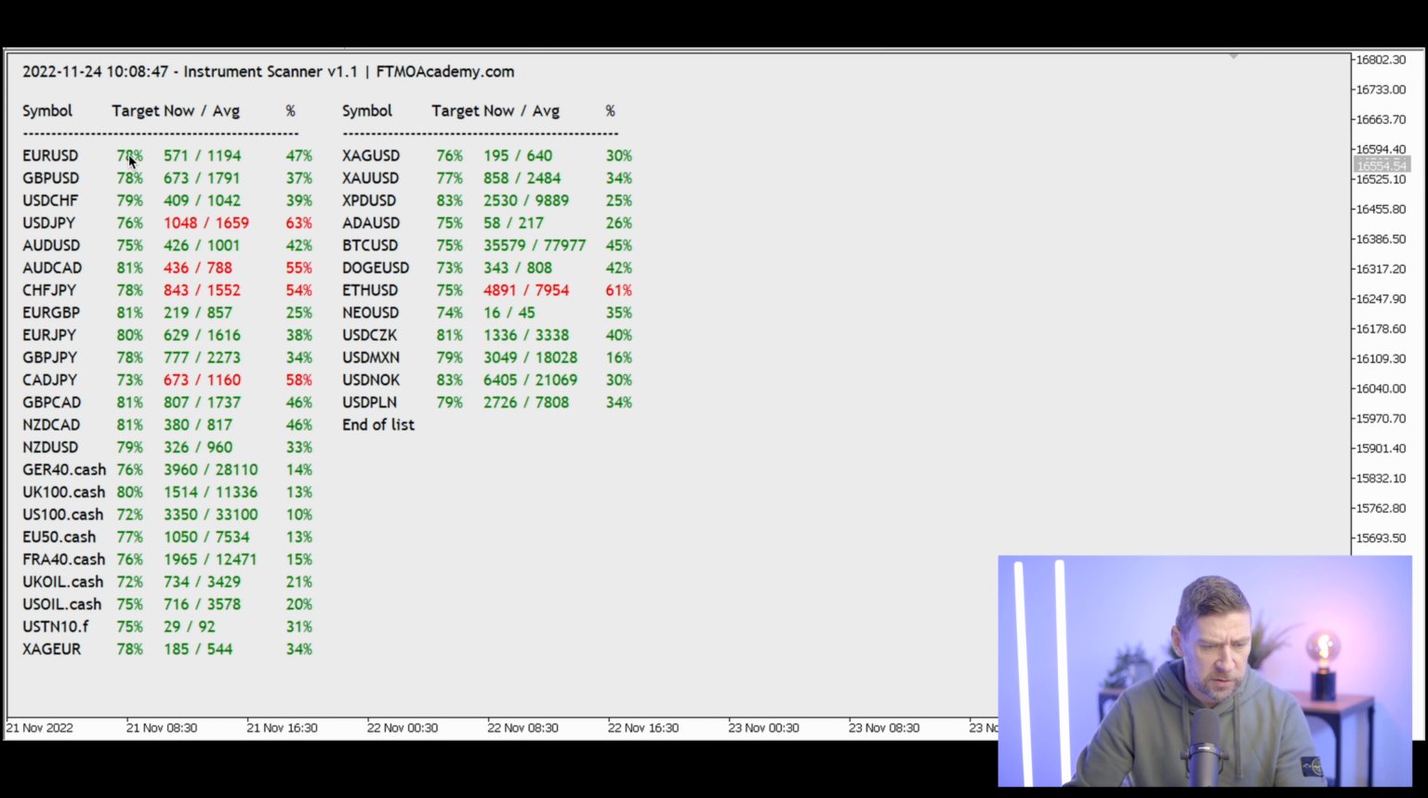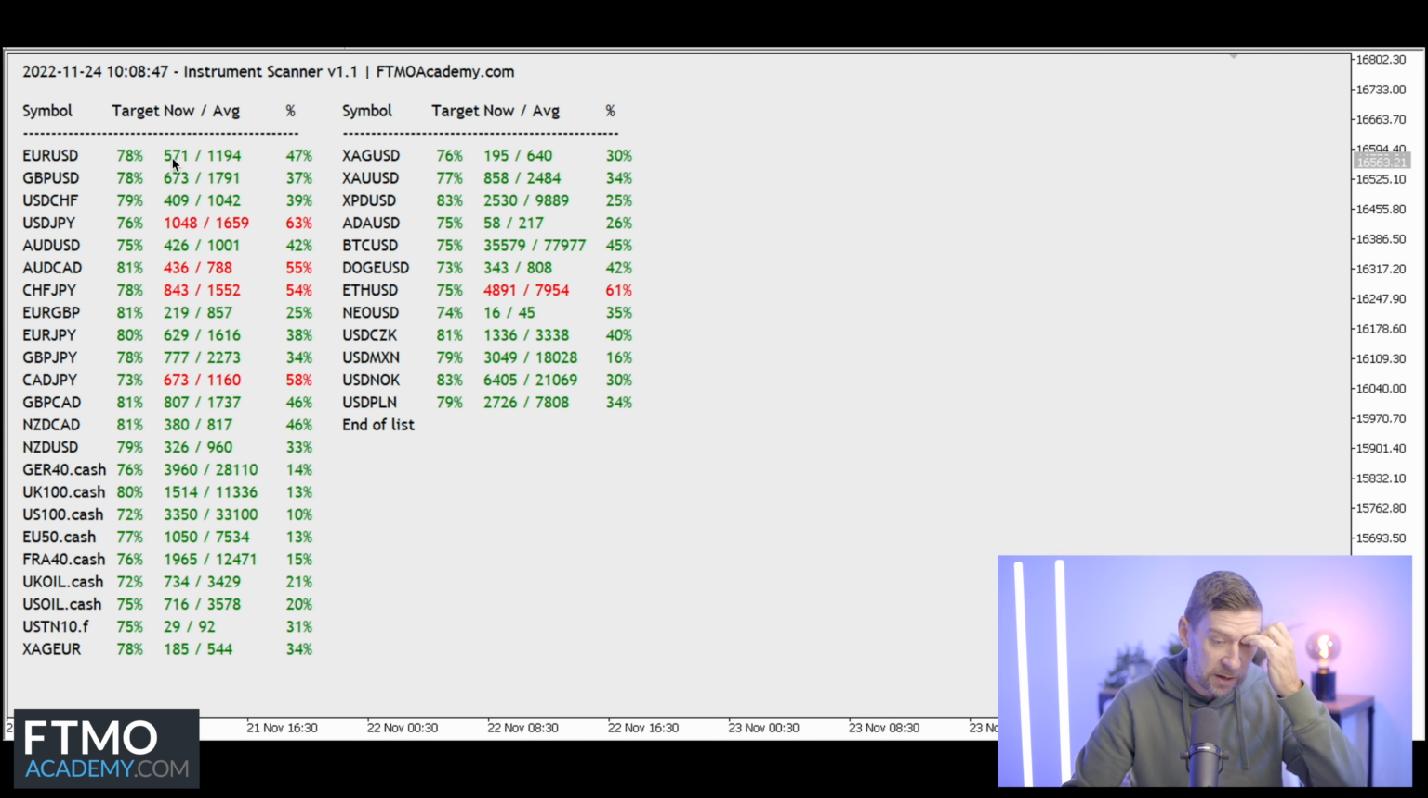This is the instrument scanner. This is the target calculations using a mathematical formula to calculate the targets, and EURUSD has a 78% chance of hitting the target. It has moved 47% of the average daily range, and that is 571 points out of 1,194. 1,194 is the average how much EURUSD is moving.